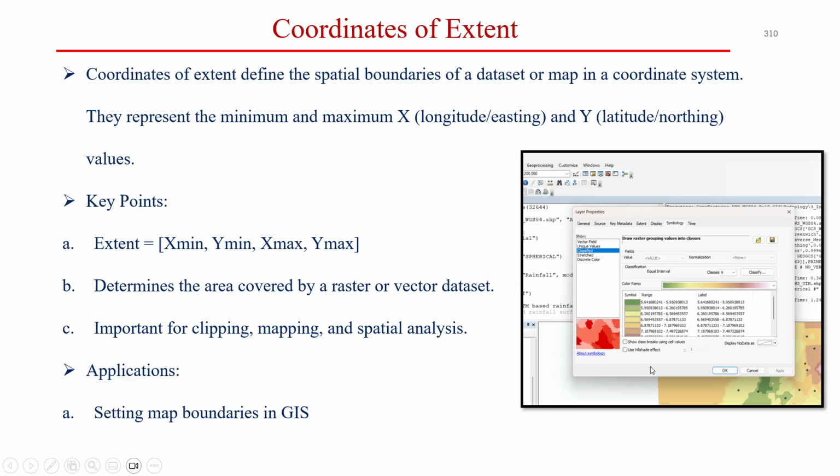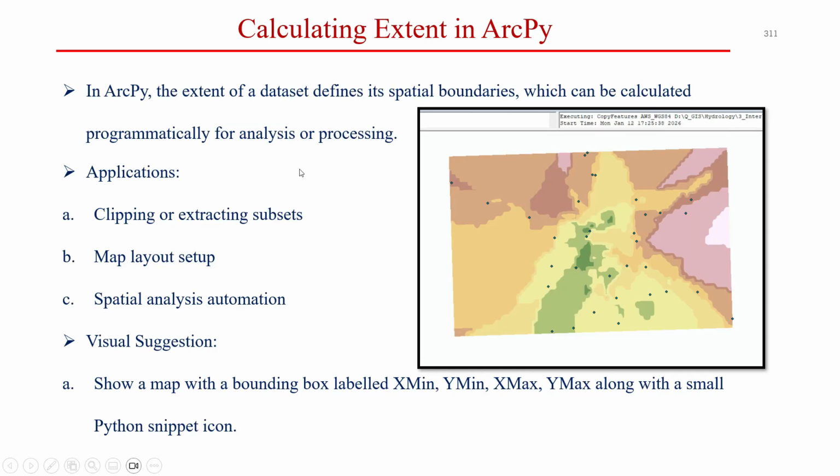So I have the area covered by the raster or vector data set, and it can be used to clip the raster. What actually happens is that I have a bigger map and I need to clip it, like we have discussed in the previous classes also. So the extent will define the clipping area for me. Now, how do we do it programmatically? In ArcGIS, the extent is defined by the spatial boundaries, and we can do it very easily. I will show it practically to you also.